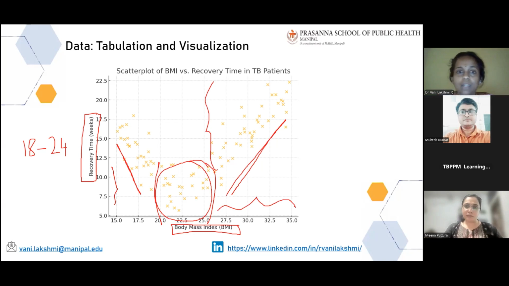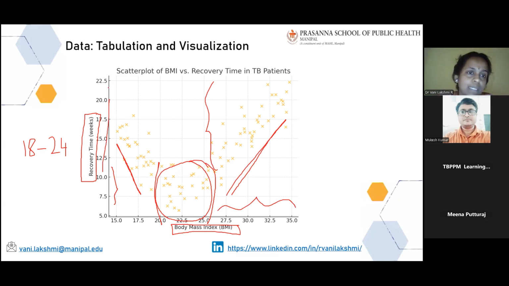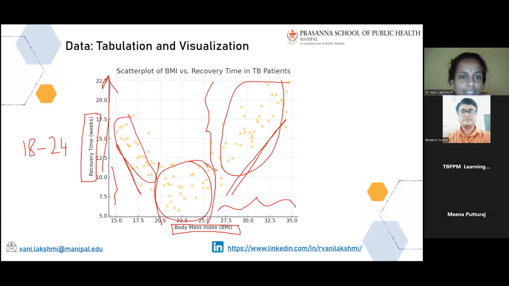Yes, ma'am. See, look at their recovery time. They are taking more time to recover. Correct? See, all values are high. And for people who are underweight, what is happening is their recovery time is becoming fast if they are moving towards healthy BMI. So with this particular data, we can actually tell that body mass index is a risk factor in treatment of TB. Okay. With the help of data only, we are proving.